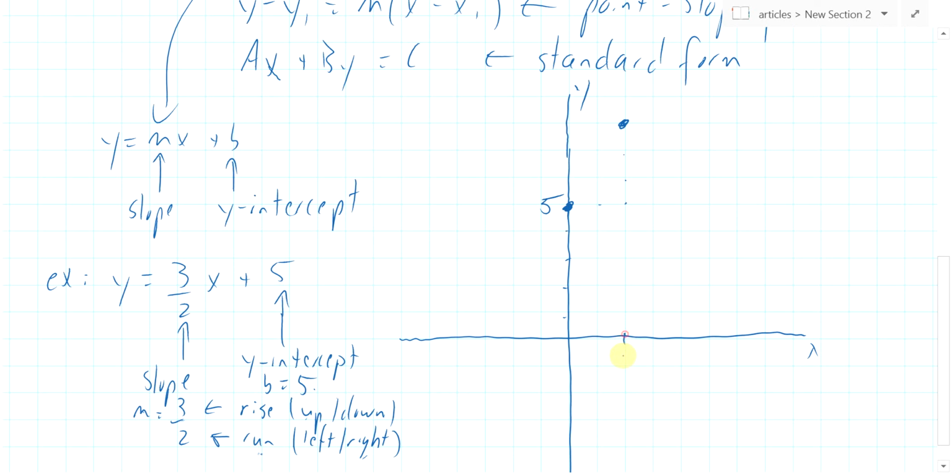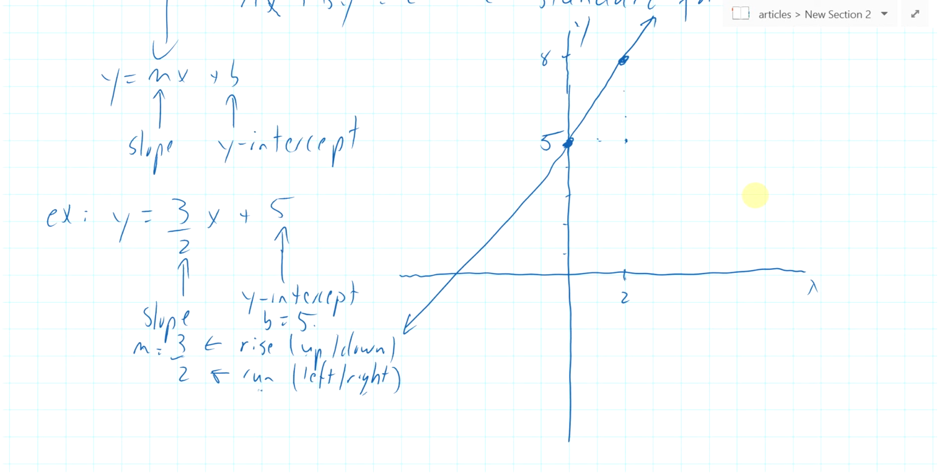And this point has x coordinate 2 and y coordinate 8 because we started here. 2 to the right, and that gives me x equals 2, and then 3 more to the 5 I already got, that gives me 8. And now I can sketch in my line. It looks like that. So that's the line that I want.